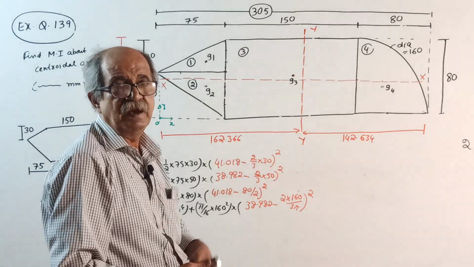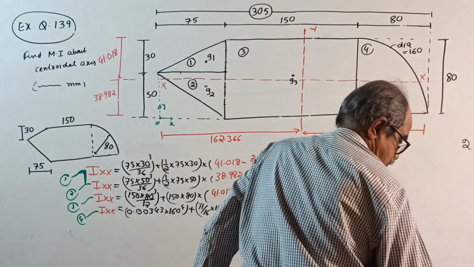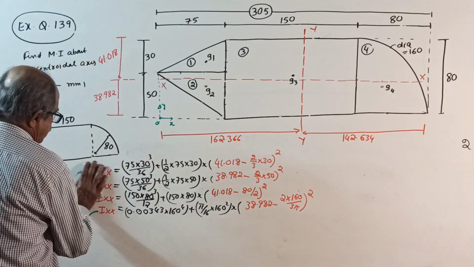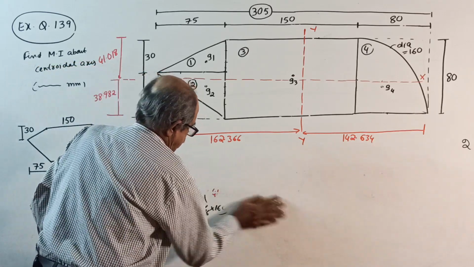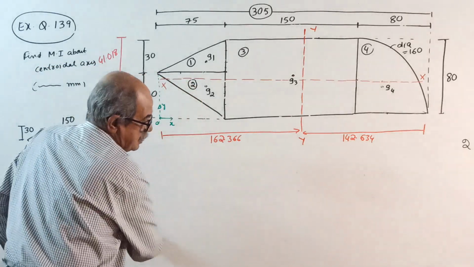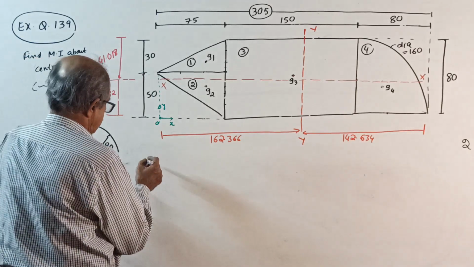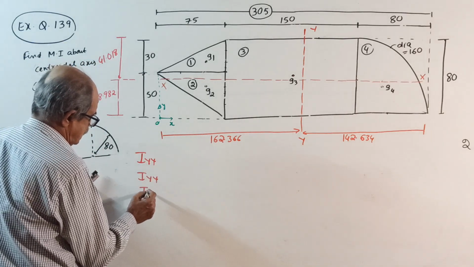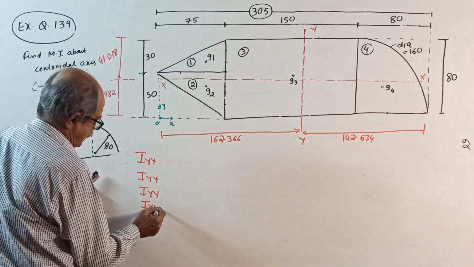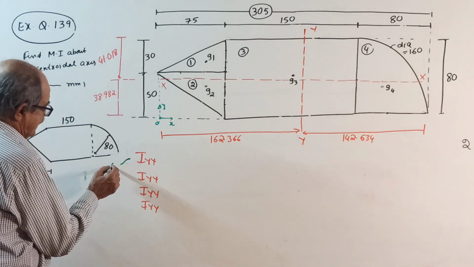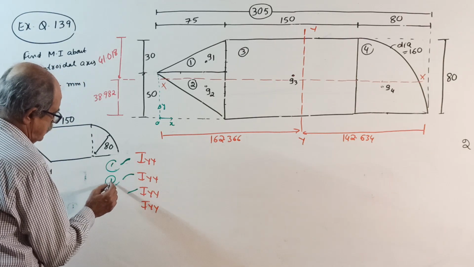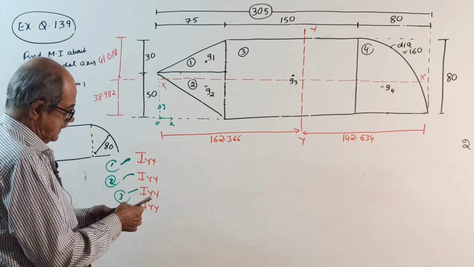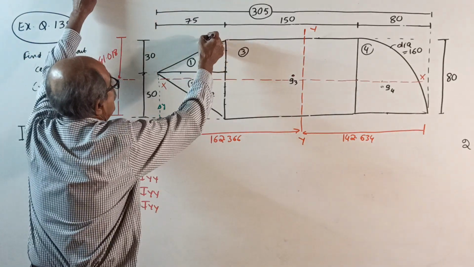Okay, now I about yy. Start. I about yy for 1, I about yy for 2, I about yy for 3, I about yy for 4. You write systematically if you want to understand correctly. For 1, for 2, for 3, for 4. Not this way. Solve systematically.